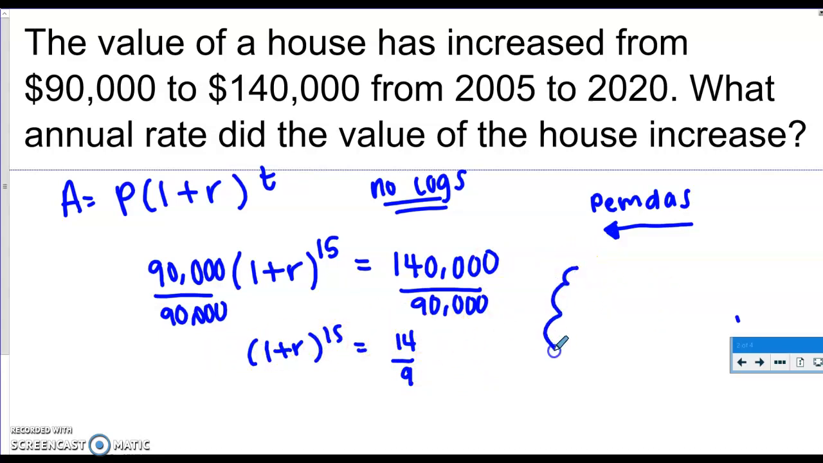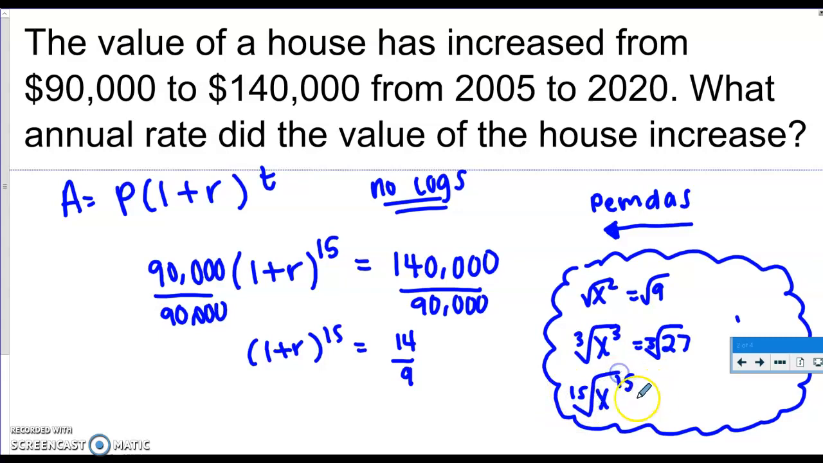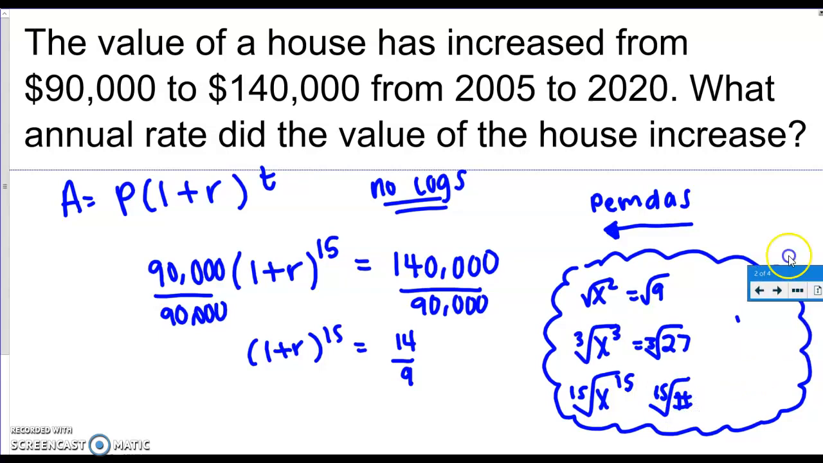All right, now I'm just going to do a little reminder over here. If that equation had said x squared, you would square root it. If that equation had said x cubed, you would cube root it. So the fact that ours is something to the 15th power, we are going to need to take the 15th root of whatever that number is. So in the calculator, that would be math and option 5.